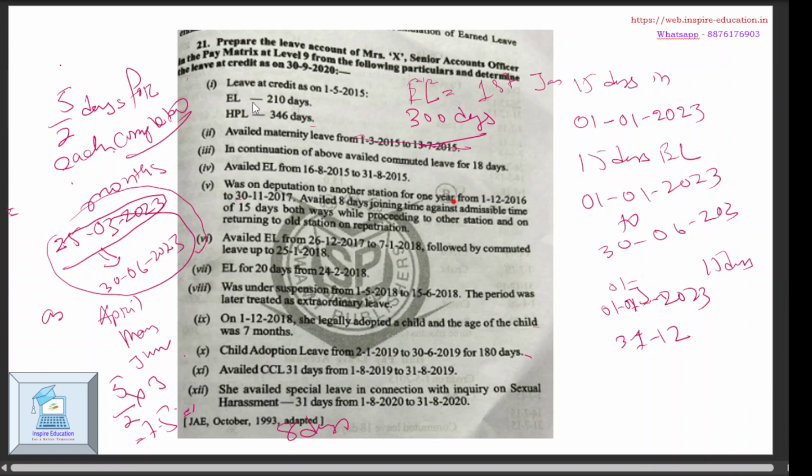And for extraordinary leave or dies non, in both cases 1/10 of the EL credit will be reduced. Let me give an example. First we have to rub this.